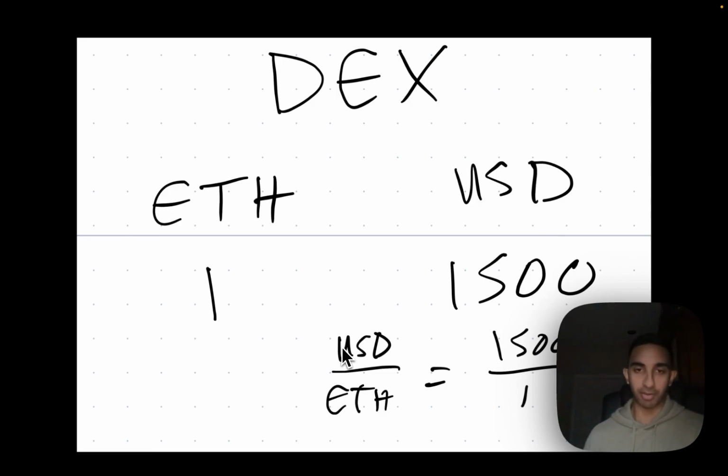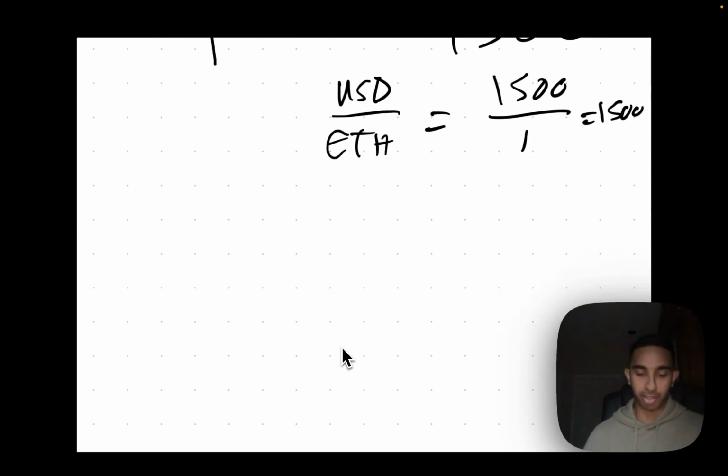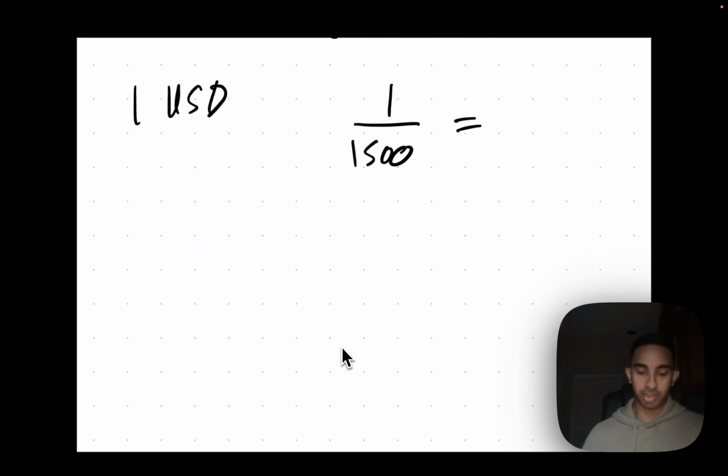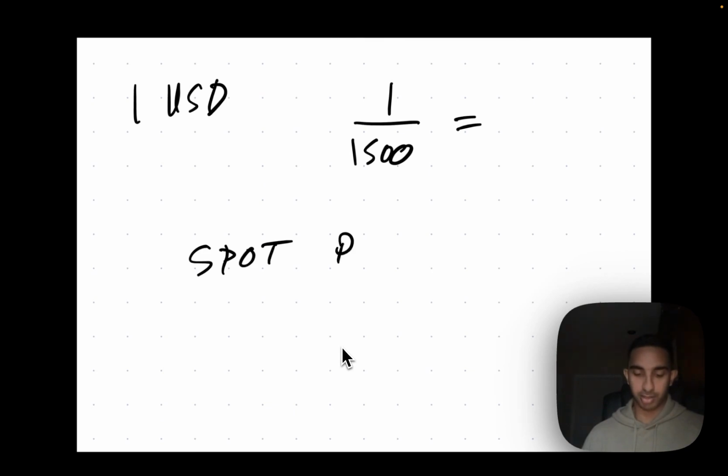And we can do the same thing in reverse. We can say, hey, how much is 1 USD in ETH? And it's just going to be the amount of ETH over the amount of USD. So that's how much we're going to get for $1 US, 1/1500th of an ETH. This concept is known as the spot price.